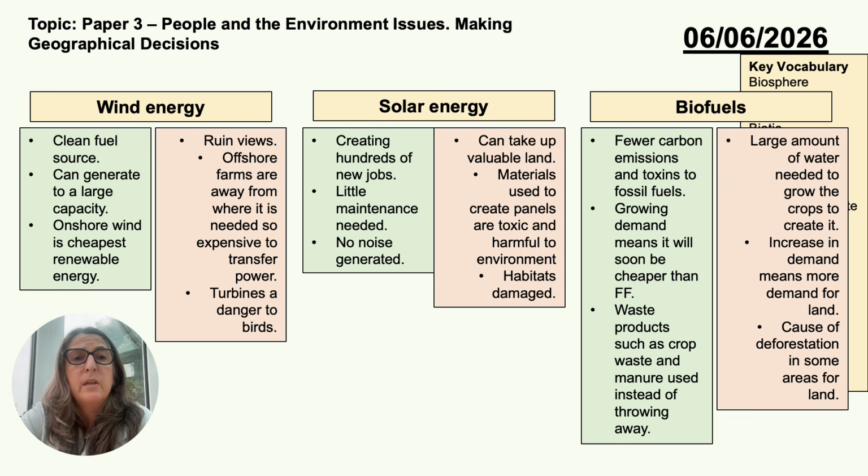So wind energy is a good one to have, because a lot of biomes are being destroyed for wind energy. It might look like it's a great form of clean energy, but actually there are some negatives to it. It is a clean fuel source. It can generate large capacities, and if it's onshore, it's cheaper. It's the cheapest renewable energy. If they're offshore, so in the sea, then you do need very expensive networks to transfer the power, and the turbines can be noisy and can be a danger to migratory birds.